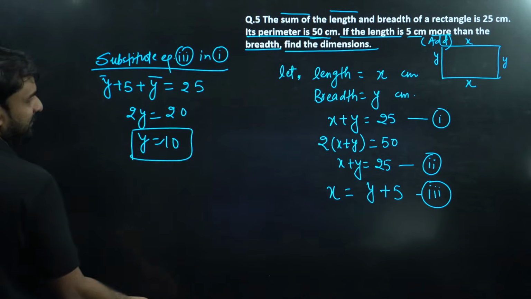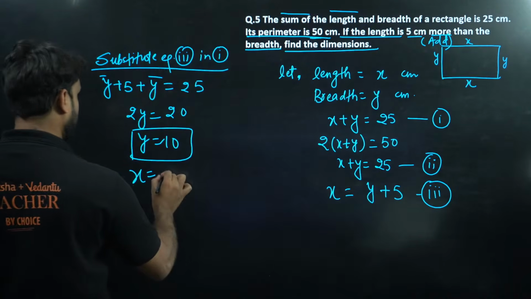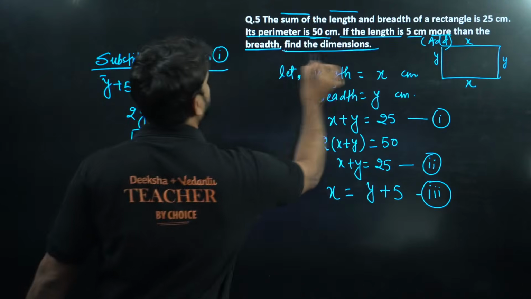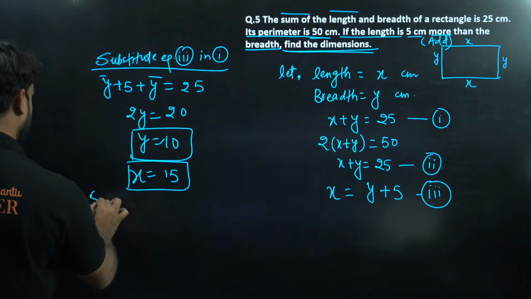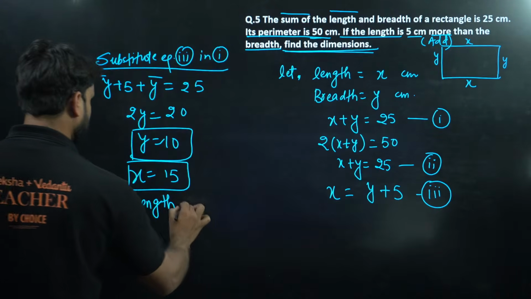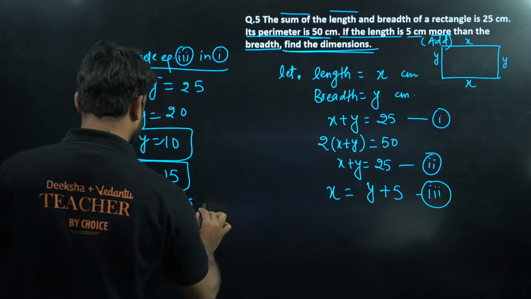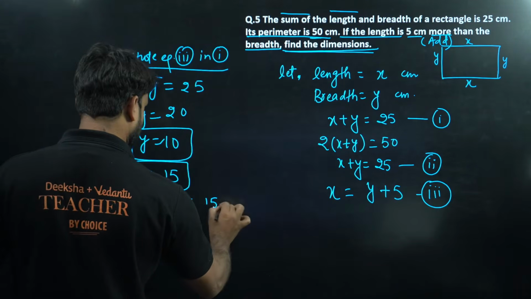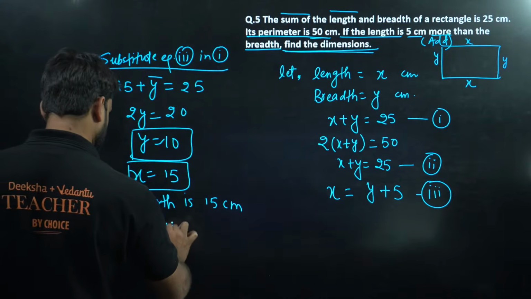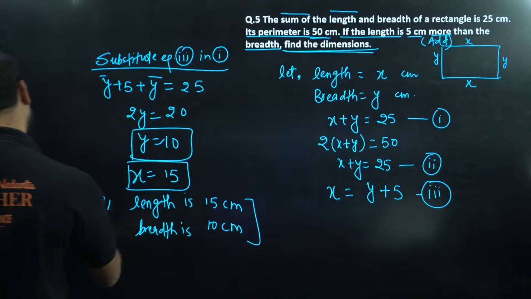And once we get y, we can find out x. So x will be 10 plus 5, which will be 15. Clear? So what is the dimension? We can write here the final answer. Make sure to write the final answer in words. So length is, what is length? x is the length. So length is 15 centimeter, and breadth is 10 centimeter. This is the answer.